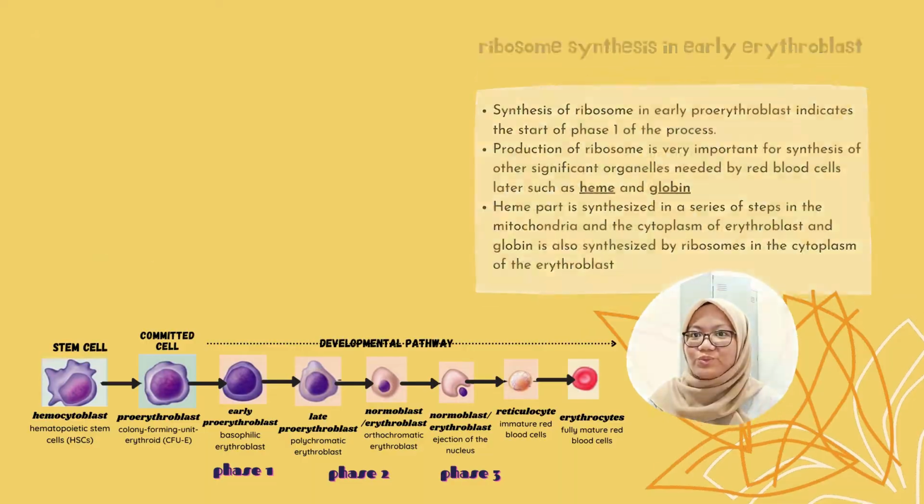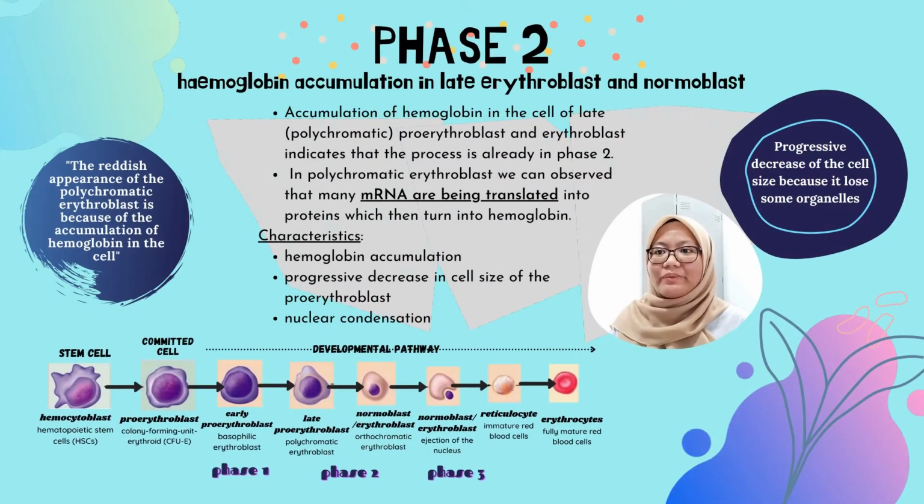Let's proceed to phase 2. Okay, phase 2 is about hemoglobin accumulation in late erythroblast and normoblasts. As I said earlier, polychromatic is more reddish compared to the basophilic. This is because of the hemoglobin accumulation. So the characteristic here is hemoglobin accumulation and a progressive decrease in cell size of the proerythroblast. As you can see here, the size is decreasing progressively from the stem cell until the polychromatic erythroblast.